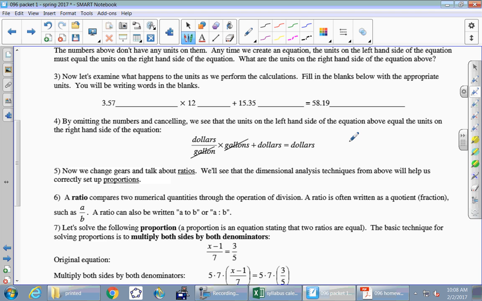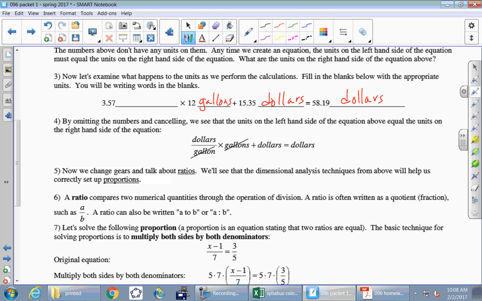58.19, what are the units there? Those are dollars, right? Okay, and what about the 15.35? Also dollars. And the 12 is gallons. And then the hard one, we're going to pause on this hard one.